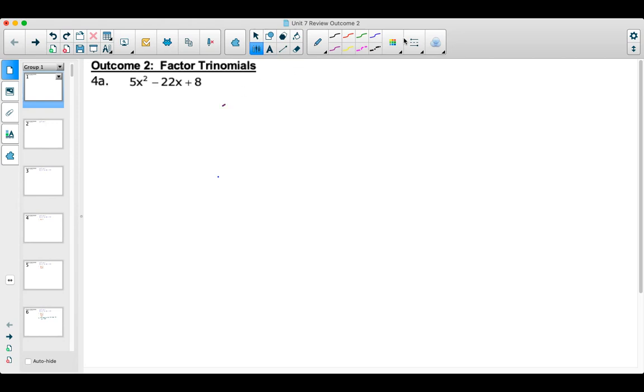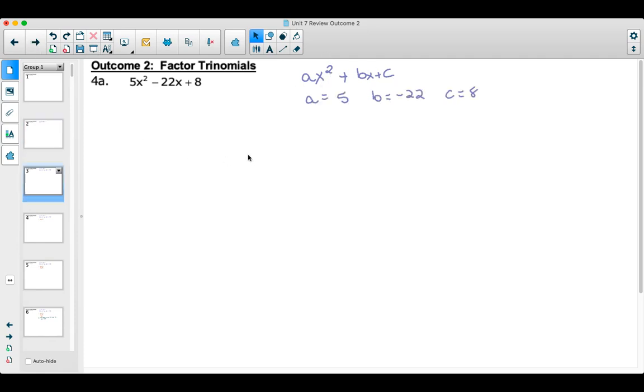Okay, so here's the first problem, first example, outcome 2, factoring trinomials. What we're going to be doing here with this first step is we're going to be looking at ax squared plus bx plus c. So what we need to do here is find a, b, and c. A is the number with the x squared, so a is 5. B is the number with just x, so that's negative 22, and c is the constant, which is 8.